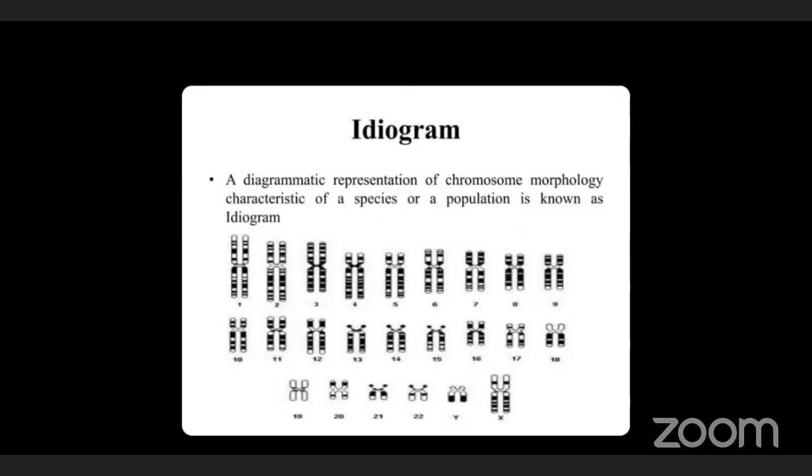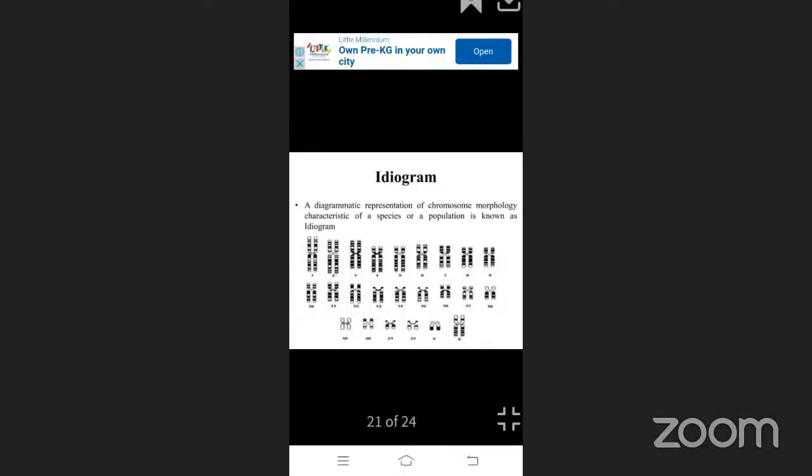So these loops provide a large surface area for the synthesis of messenger RNA. The main function of these chromosomes is to take part in protein synthesis.